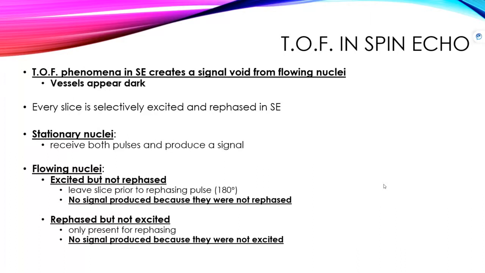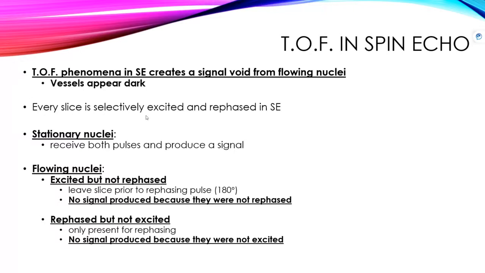Time of flight in the spin echo is going to create a signal void. That means the vessel is going to appear dark. So anytime you use spin echo, you're going to have what's called dark blood imaging or black blood imaging. And it'll be mentioned multiple times today. But just remember that with spin echo sequences, the time of flight phenomenon creates a signal void. So you're not actually going to get a bright signal from the blood flow. It's going to be the opposite.